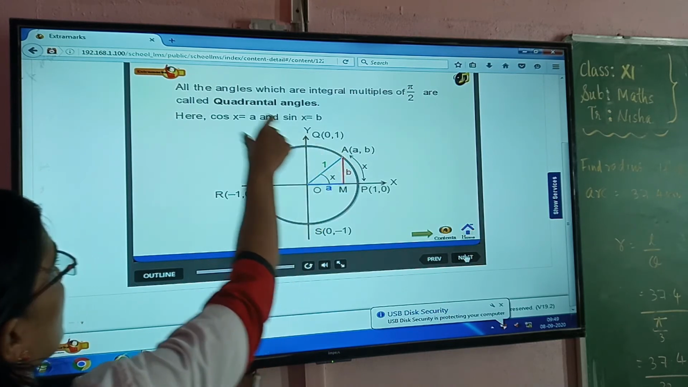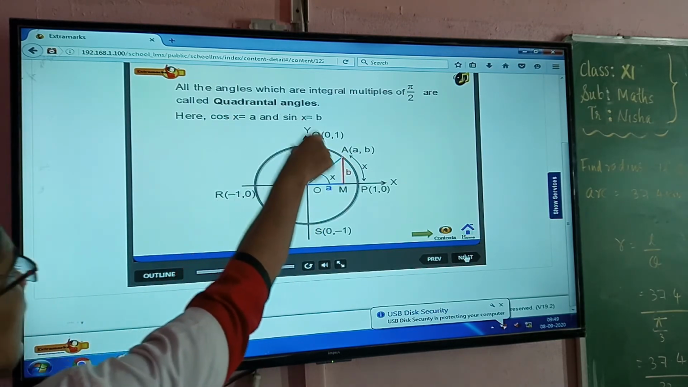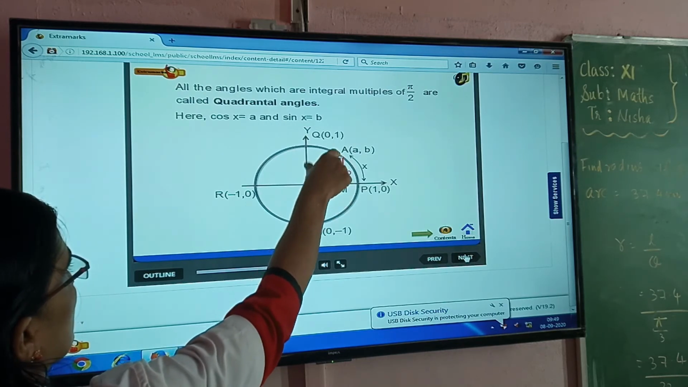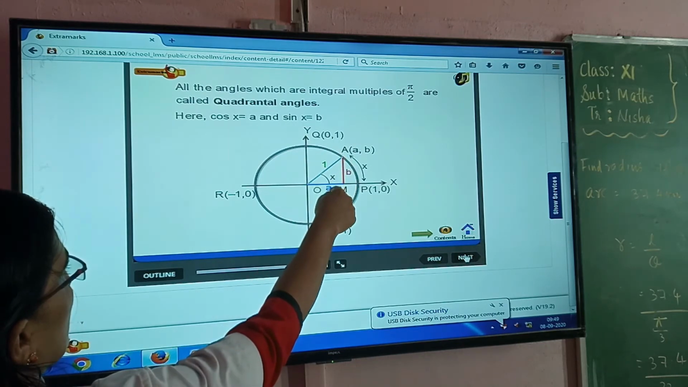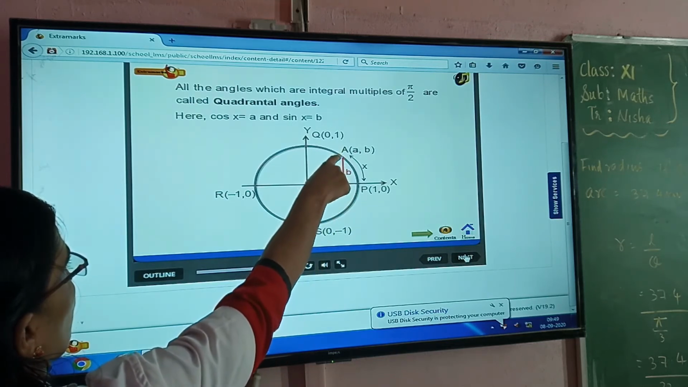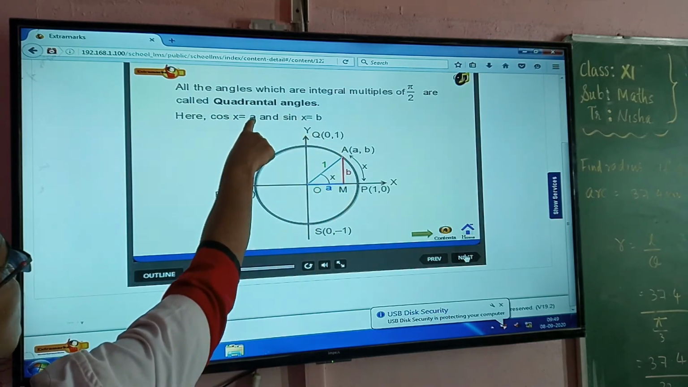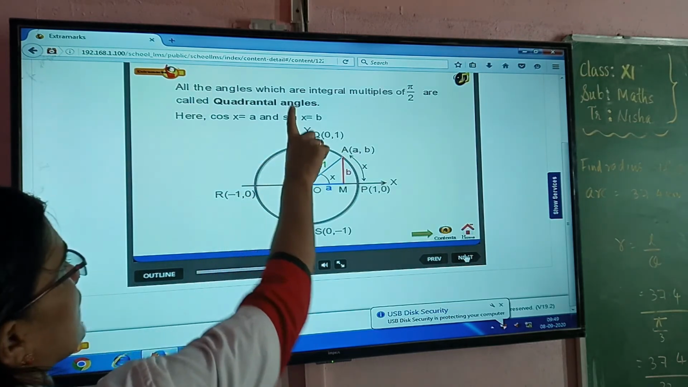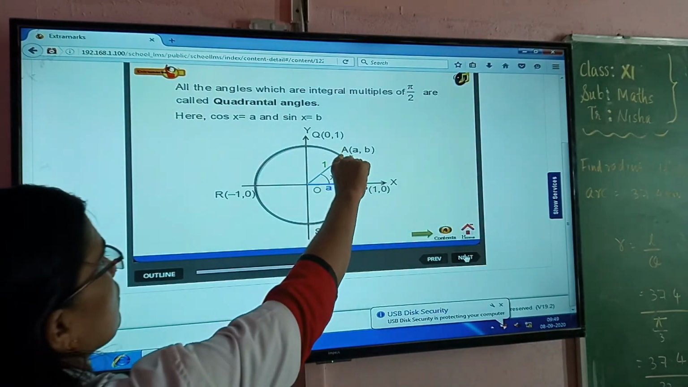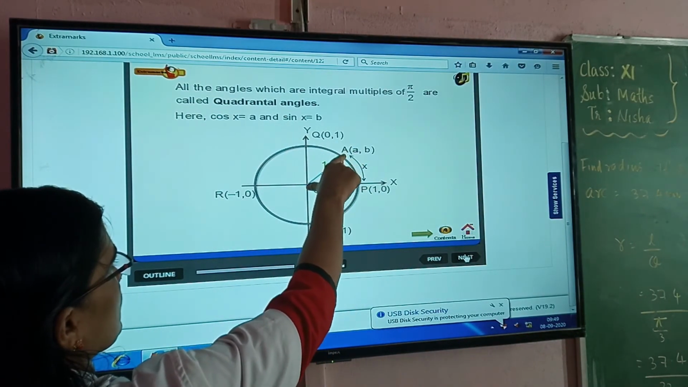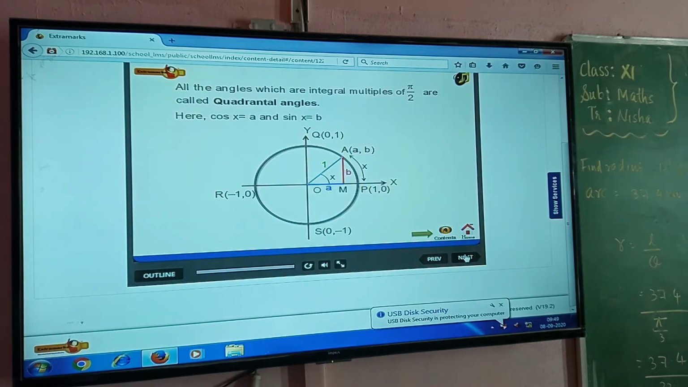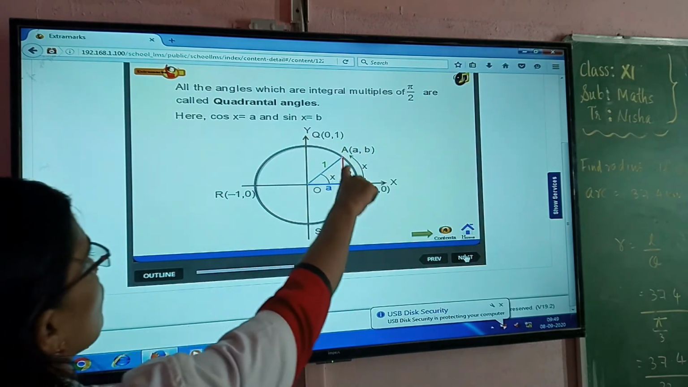Have you understood, children? Cos x, what is the formula? Adjacent of x divided by hypotenuse. Here the adjacent side is equal to A and the hypotenuse is equal to 1. So cos x equals A by 1, which is equal to A. Is it clear, children? Now similarly sin x. Sin x, what is the formula? Sin x equals opposite of x divided by hypotenuse. Here what is the opposite of x? B, divided by the hypotenuse, which is 1. So sin x equals B by 1.